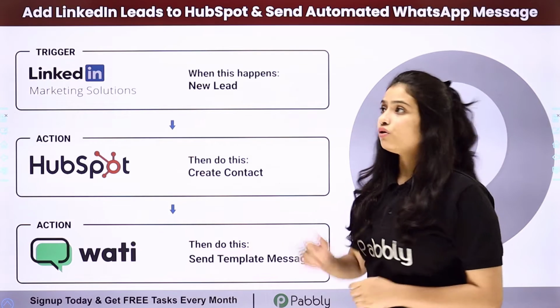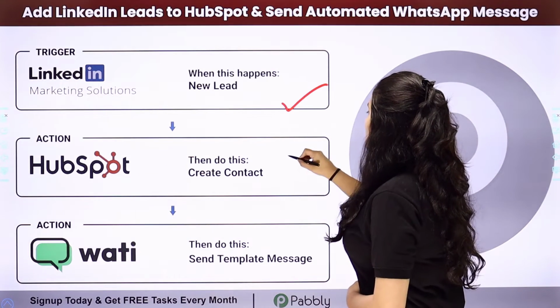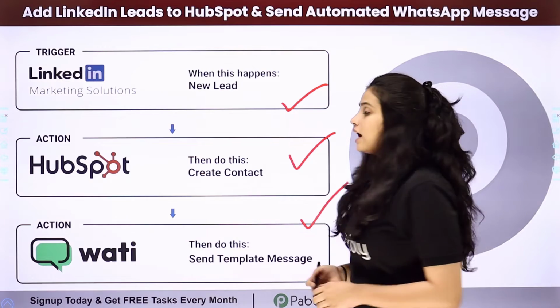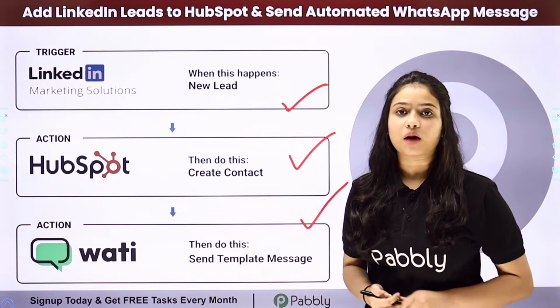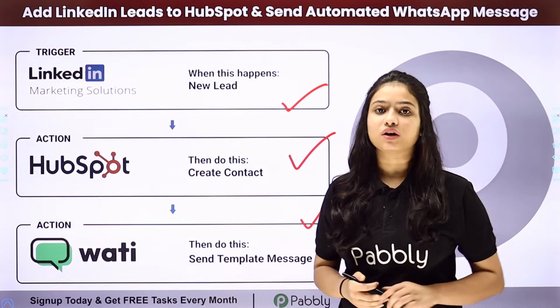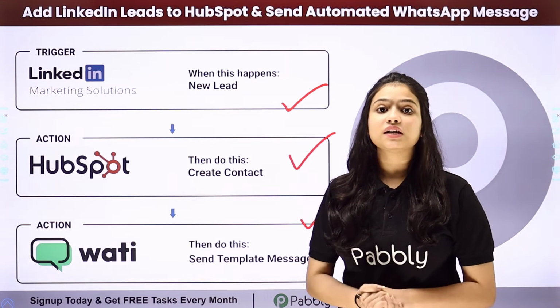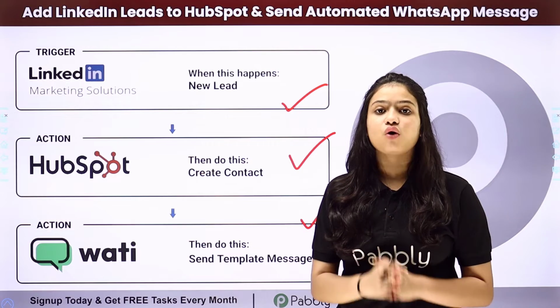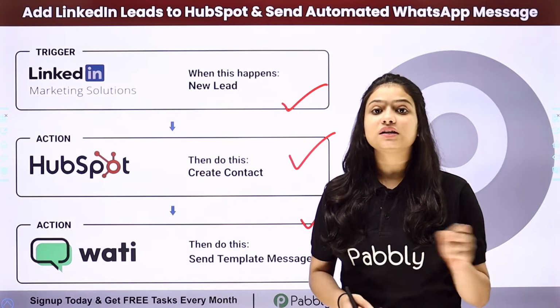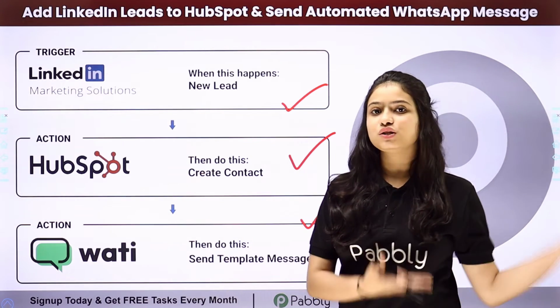Now what we are going to do, we have LinkedIn lead gen forms in our trigger, HubSpot and Vati in our action. In the place of Vati, you can also take any other application through which you want to send automated WhatsApp template messages, such as Interact or AiSensy. And now we are going to connect all of them by using Pabbly Connect in order to automate this entire process. And to learn this entire process step by step, let me take you all to my screen.